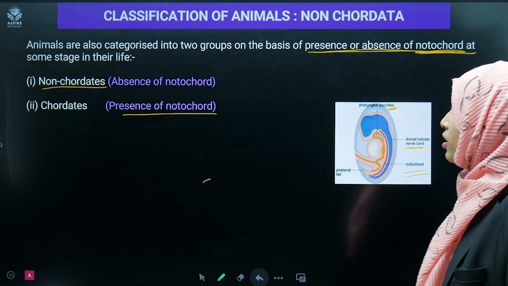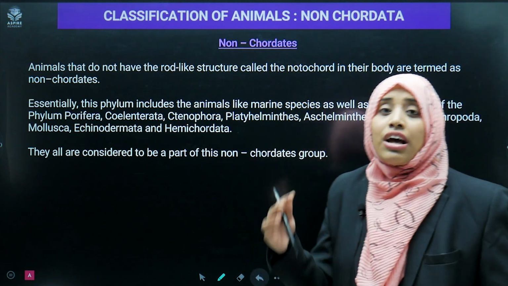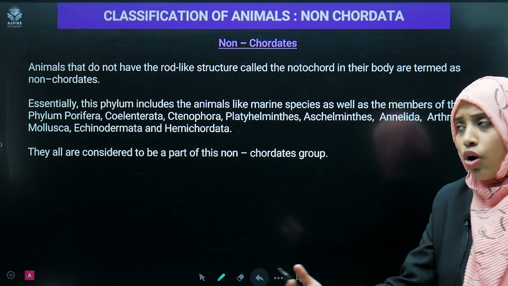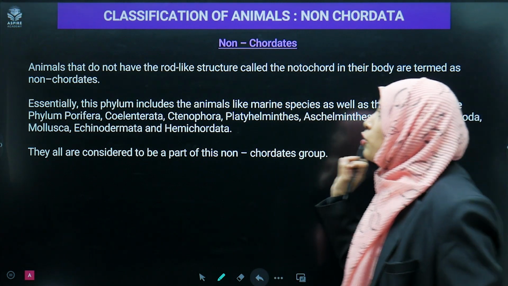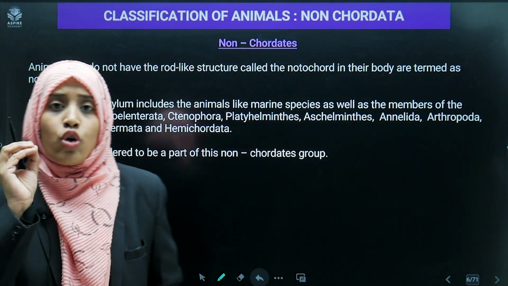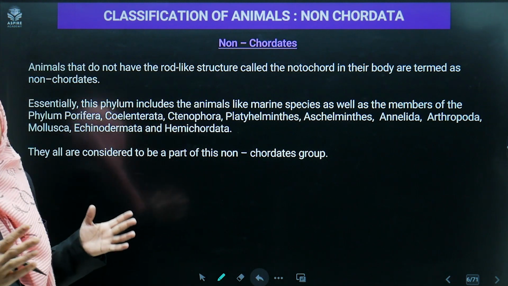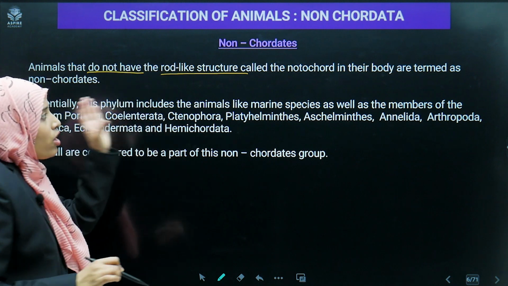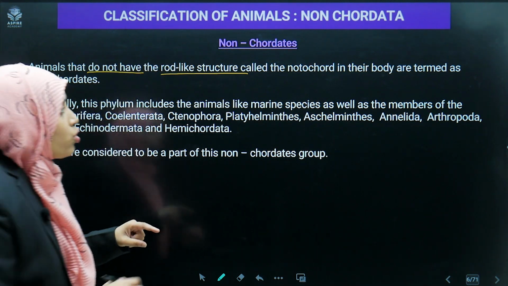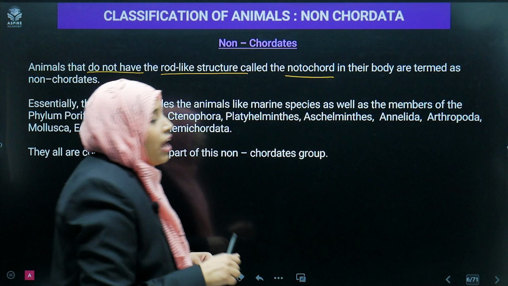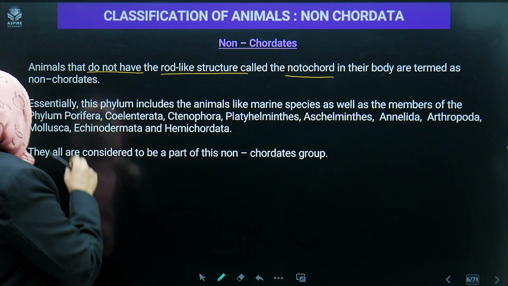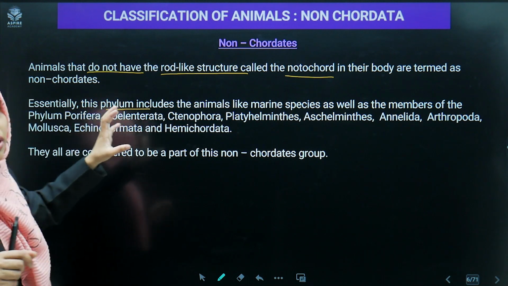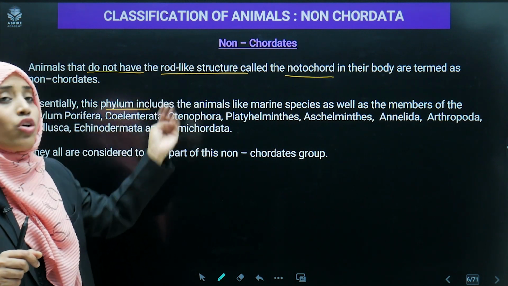Okay. Now, non-chordates. What are non-chordates and how can we identify that the animals are non-chordate or chordate? Animals that do not have the rod-like structure that is known as notochord in their body are termed as non-chordates. Essentially, कौन से animal phylum that includes the non-chordate?